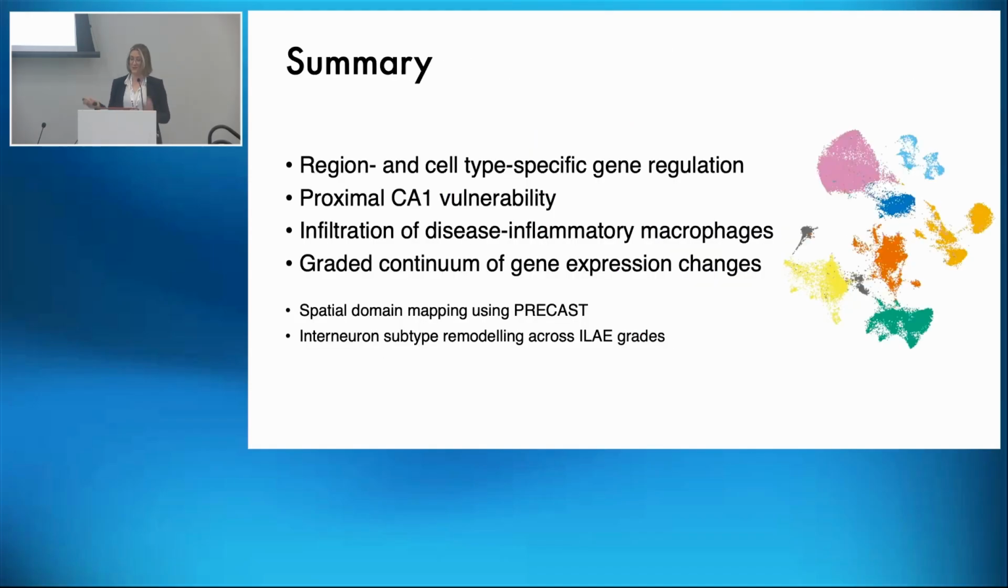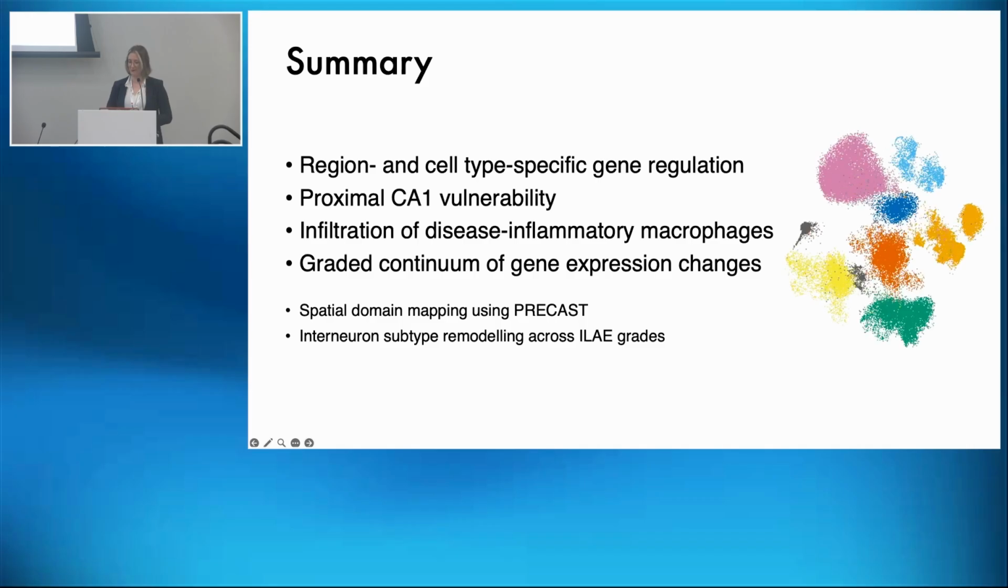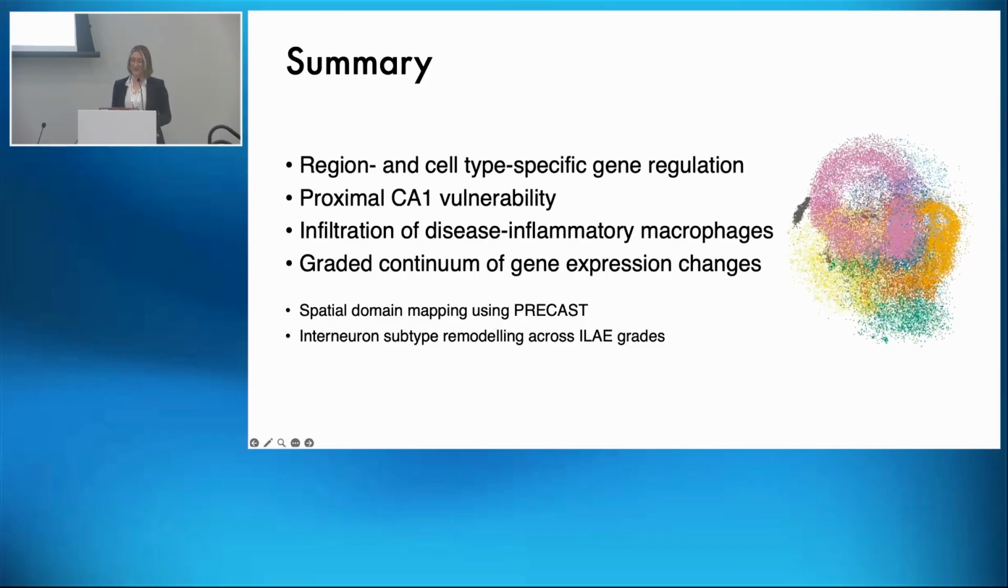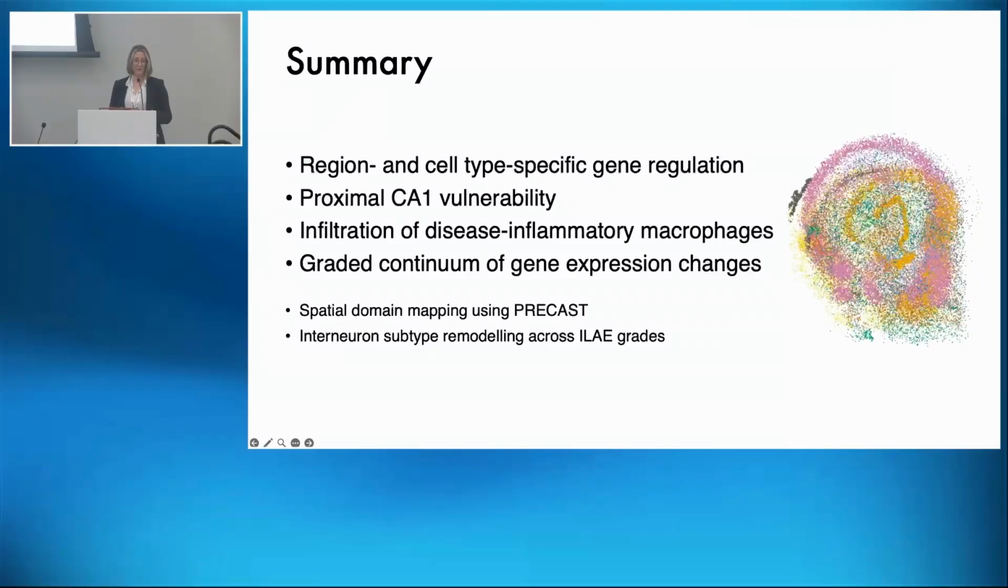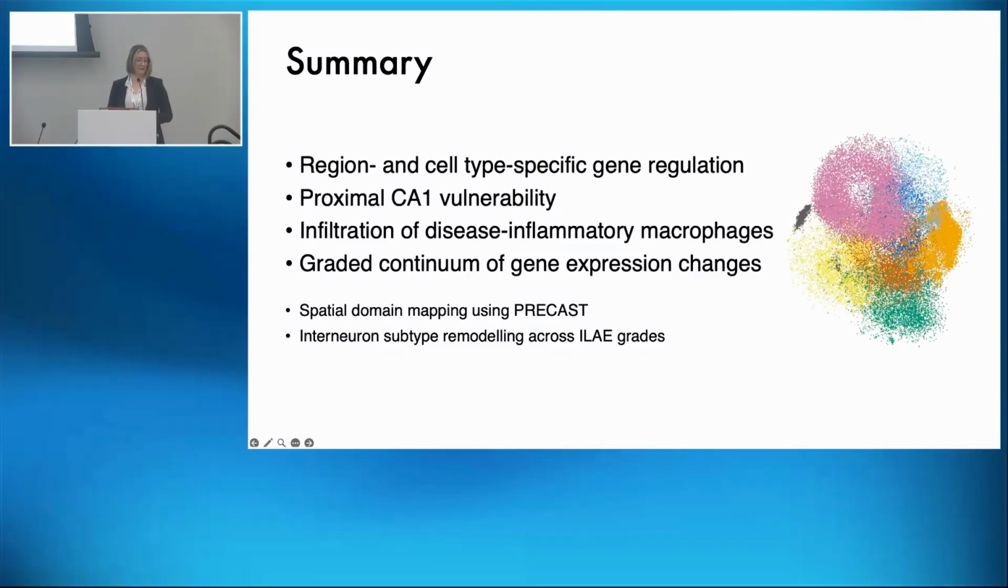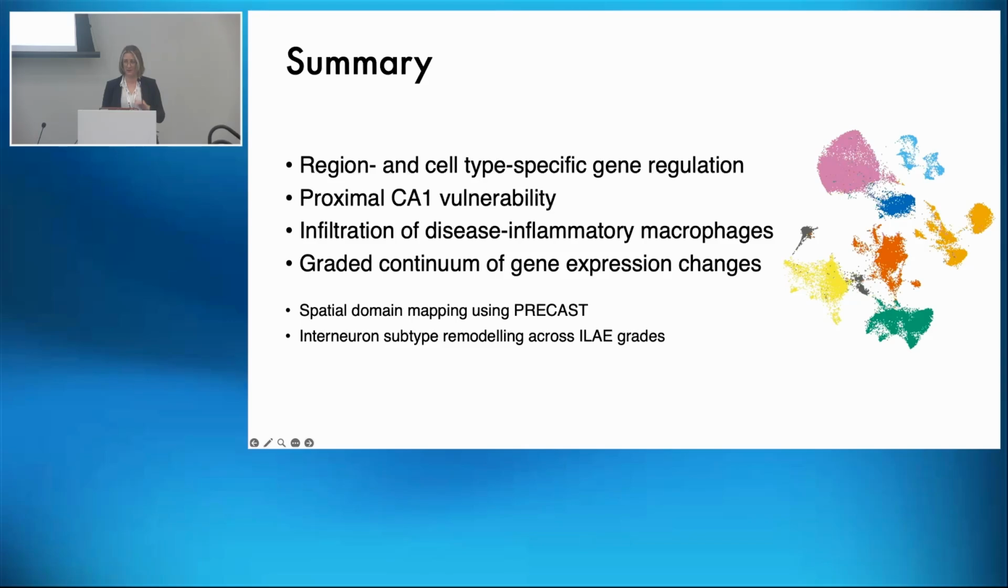So to summarize this, I've shown you that there's region and cell type specific gene regulation, which we can identify with single cell spatial transcriptomics. I have a really cool video going as well, actually. And that proximal CA1 seems to be more vulnerable than distal CA1, and that there's an infiltration of diseased inflammatory macrophages that seems to be specific to regions with neuronal cell loss.